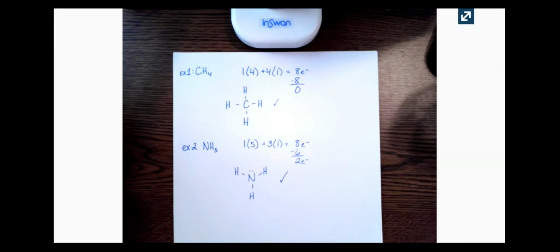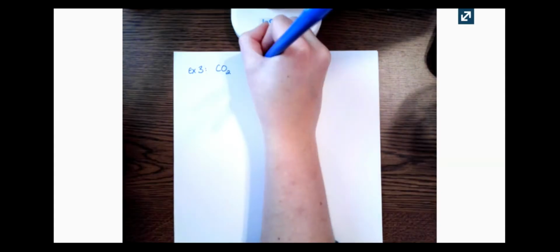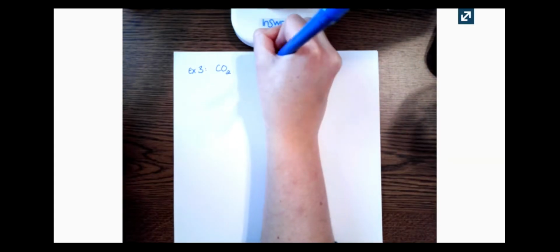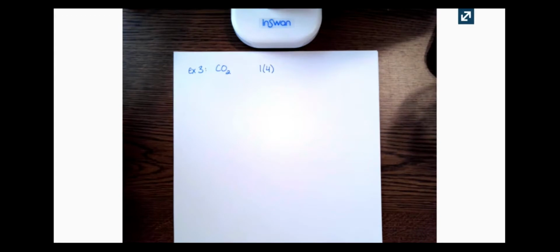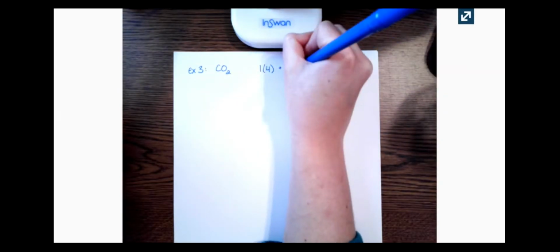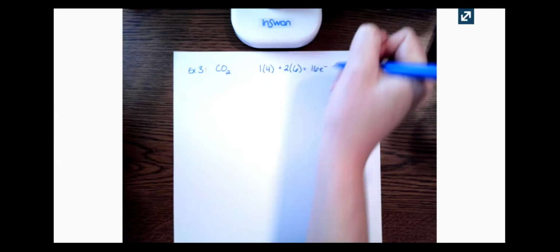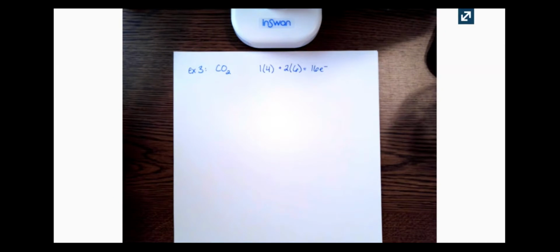Okay, let's try one more example. So the next one we're going to go ahead and do is carbon dioxide. Okay, so carbon, I have 1 of those. And again, carbon's in group 14, so 1 times 4. And then I have 2 oxygen atoms. And oxygen is in group 16, so 2 times 6. If I go ahead and add that all up, this time I have 16 electrons.